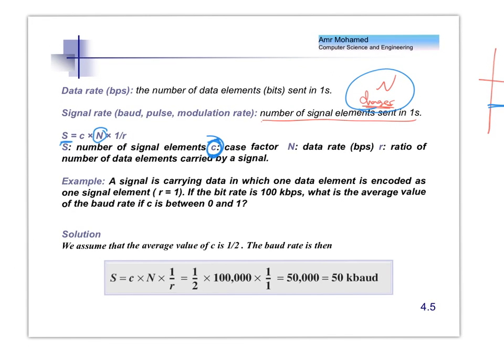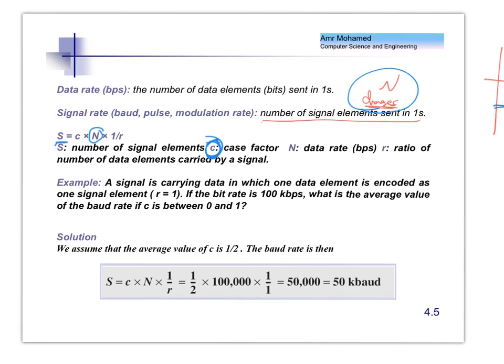So an example: if a signal is carrying data in which each data element is represented by one signal element, so R is 1, so we don't have to worry about R, and the bit rate in that case is 100 kilobits per second. What is the average value of the baud rate? The average value of the baud rate is definitely not when the case factor is 0, not when the case factor is 1. It's somewhere in between, and we can consider C as half.